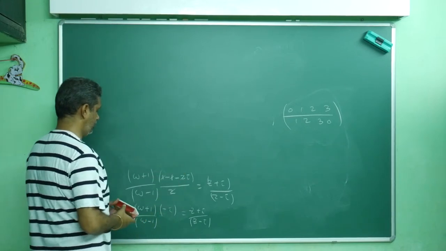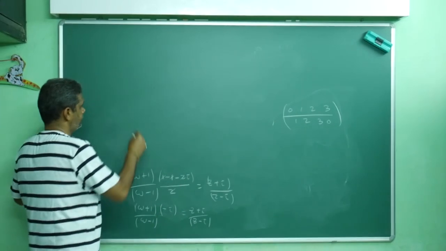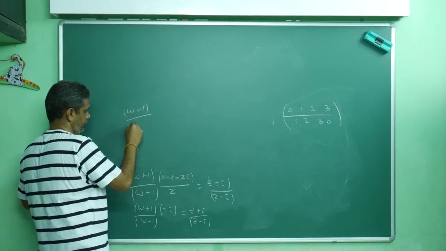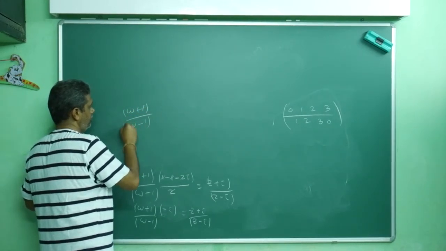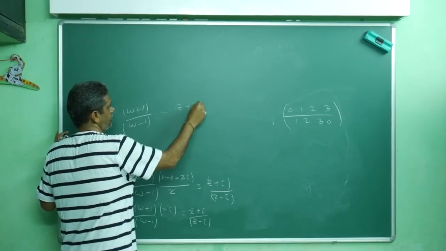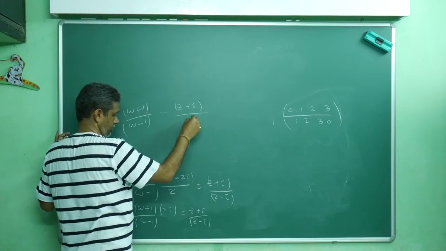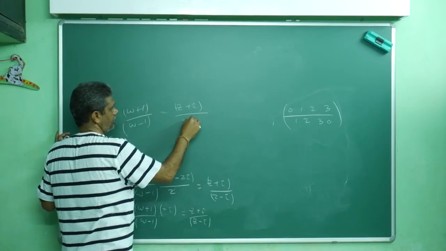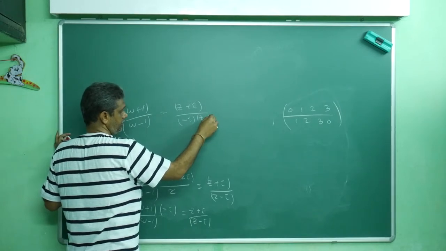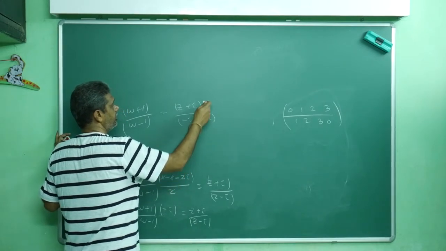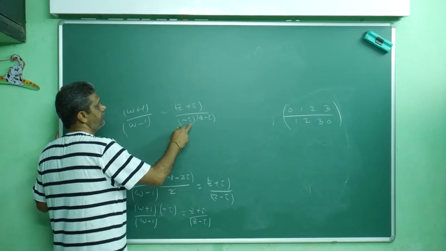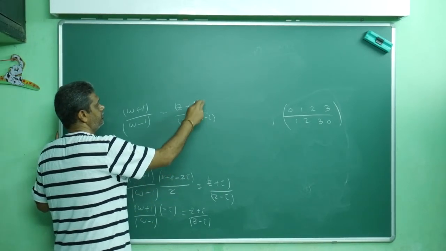So on the left side I will keep only W terms itself. So W plus 1, W minus 1, Z plus I by minus I into Z minus I. If you want, you can multiply and divide by I. So what we get is I square. I square is minus, minus, plus. So numerator I.